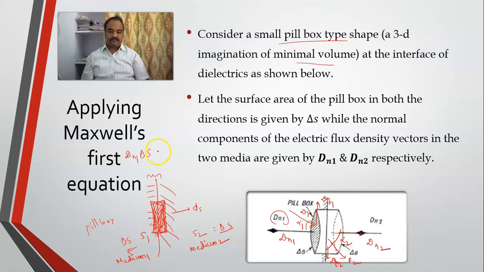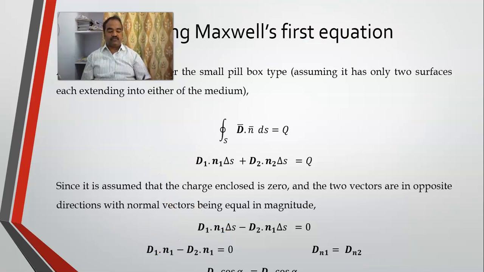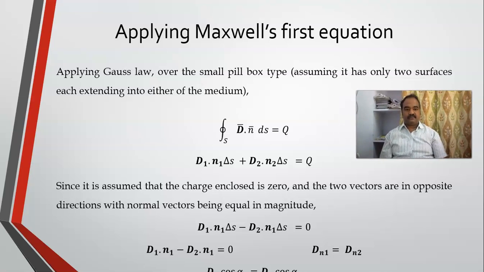That must be plus Dn2 into delta S is equal to 0. But literally speaking, both are in opposite directions, so I'll take it as Dn1 delta S minus Dn2 delta S is equal to 0, isn't it? So this is what I have applied here. If you carefully see, applying Gauss surface, assuming it has only two surfaces, each extending into either of the media. See, this is the Gauss equation, right?